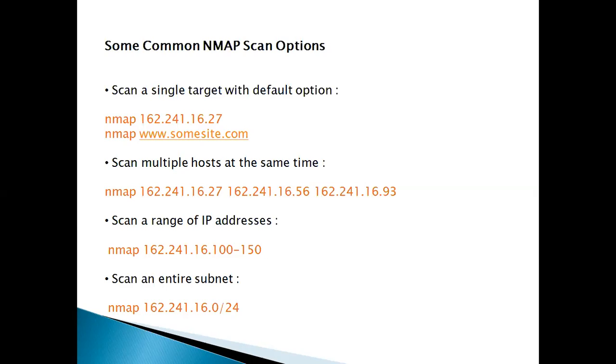And if you want to scan a range of IP addresses, then you can type Nmap and the target IP address like 162.241.16.100 to 150. And if you want to scan an entire subnet, then you can use the command nmap, then the target IP address like 162.241.16.0 and then /24.